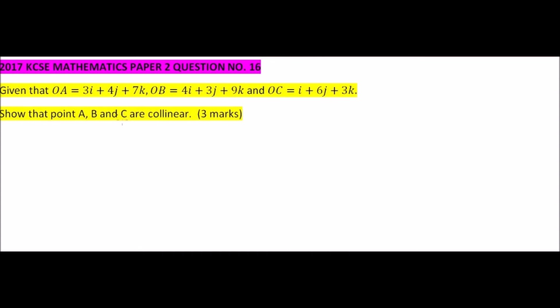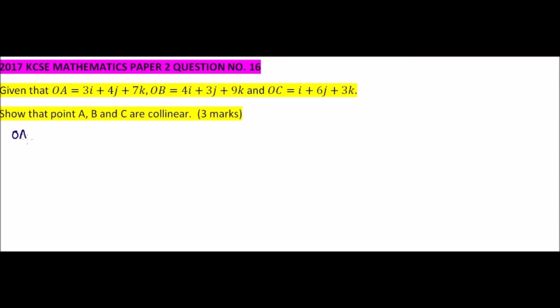So today, this video, is about revision of KCSE 2007 Mathematics Paper 2, question number 16, which says, given that OA is equal to 3i plus 4j plus 7k, OB is equal to 4i plus 3j plus 9k, and OC is equal to i plus 6j plus 3k, show that the points A, B, C are collinear. To show that A, B, C are collinear, it means we are supposed to show that they all lie on the same line. So we start with OA.